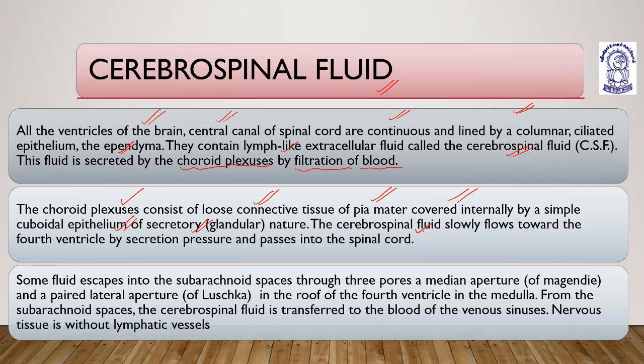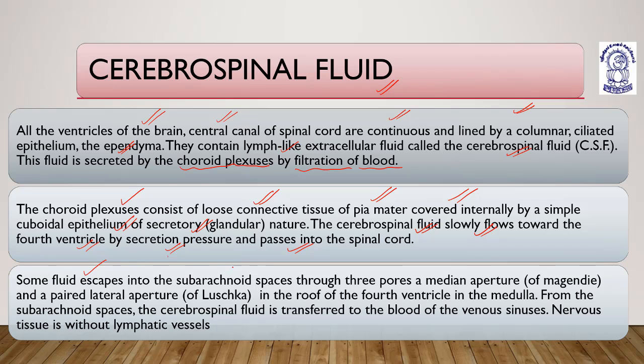The CSF or cerebrospinal fluid slowly flows toward the fourth ventricle by secretion pressure and passes into the spinal cord. The cerebrospinal fluid flows towards the fourth ventricle of the brain by secretion pressure and passes into the spinal cord. Okay.